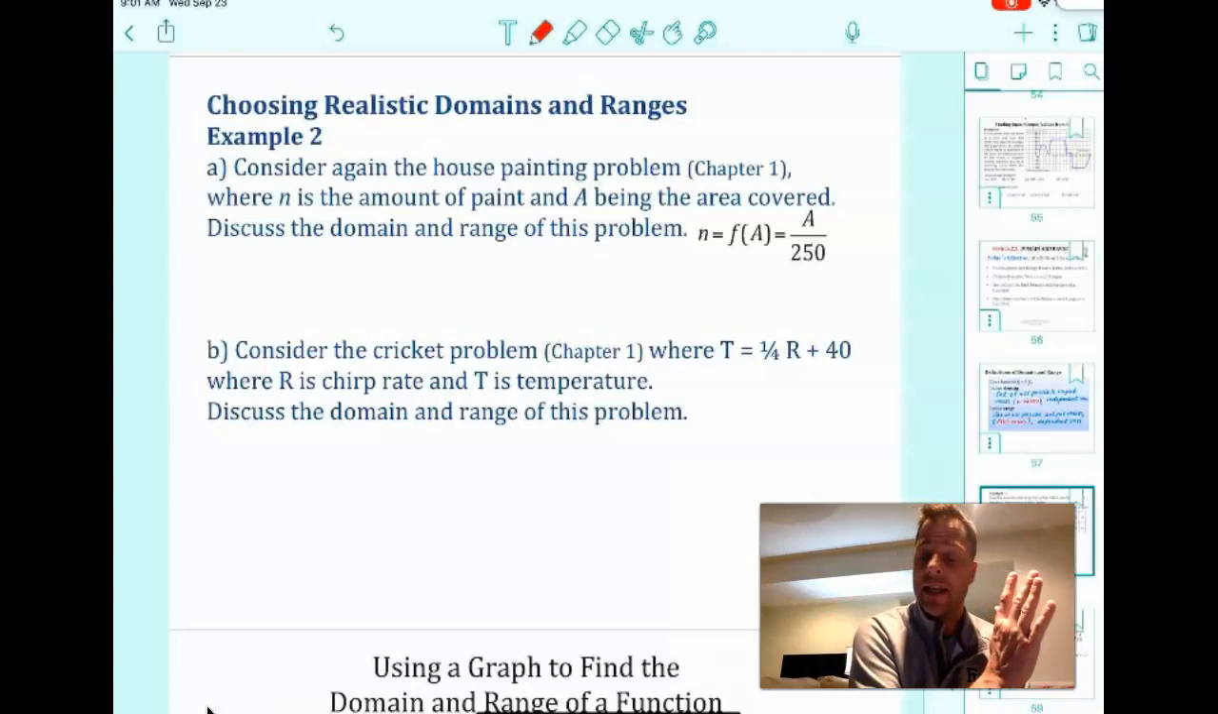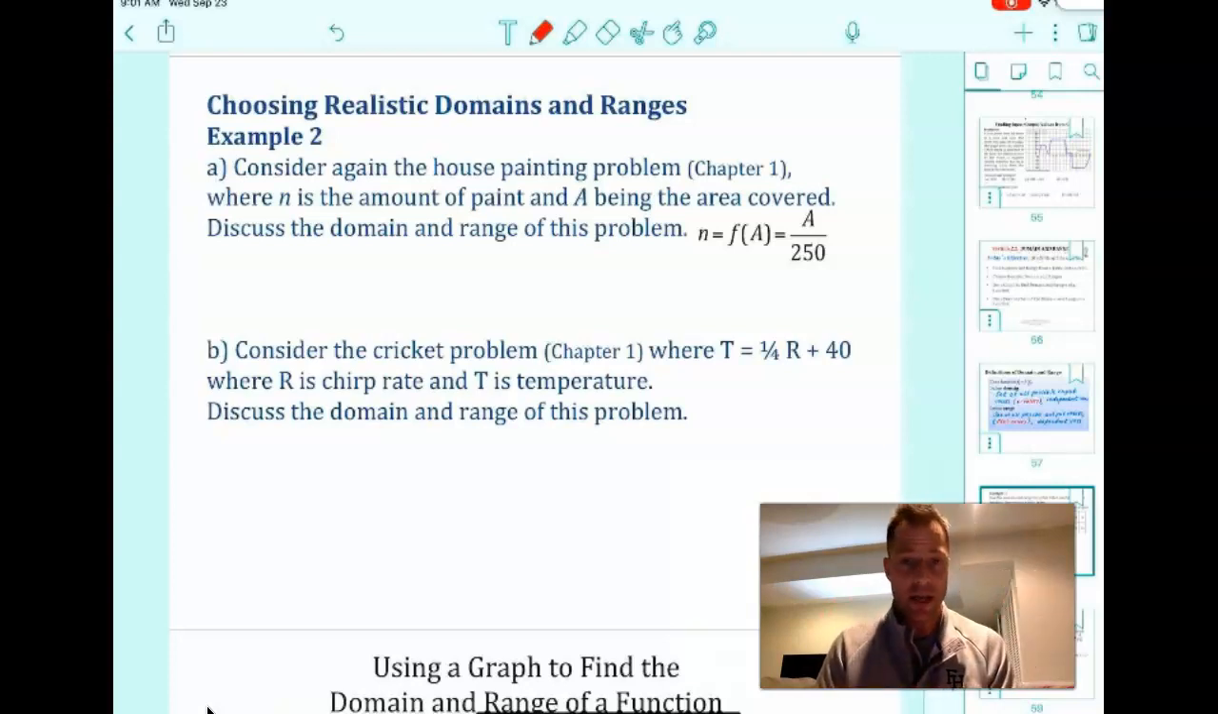We can't have a negative input because there's not a negative player. We also can't have a negative amount of money because we're talking about the cost is $5, right? So negatives don't work for either X or Y, the input or the output. So it's really important to be able to understand that there are some restrictions and can we choose a realistic domain and range. Okay, so let's look at an example.